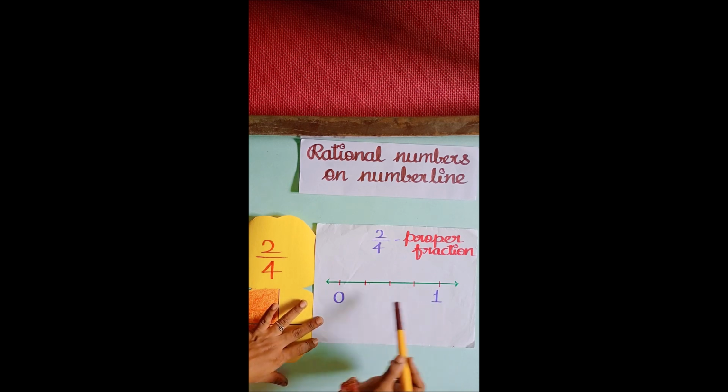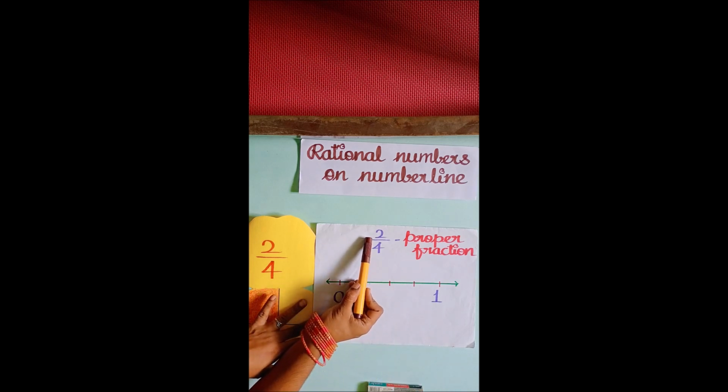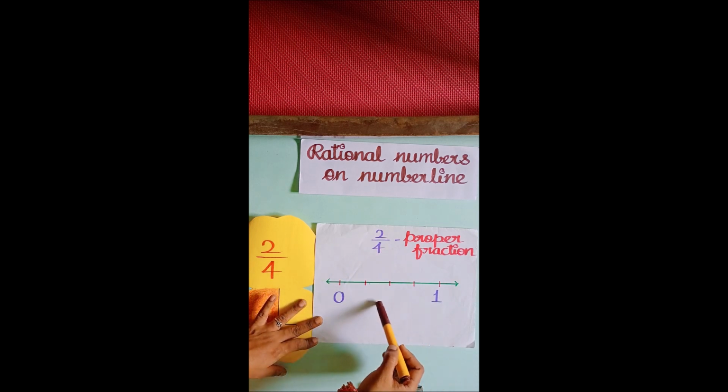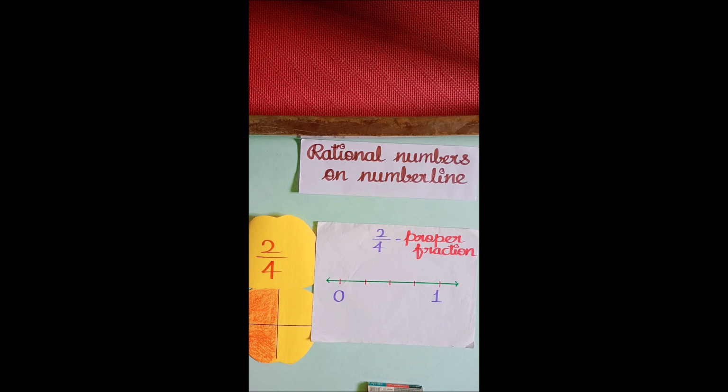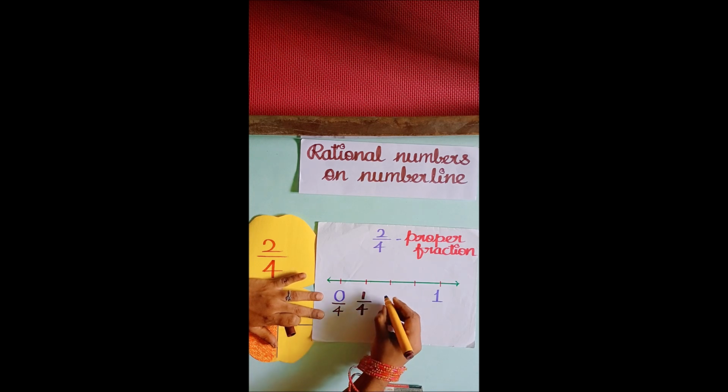So I have drawn a line that lies between 0 and 1. So what is the value here? 2 by 4. That means this 0 to 1 can be divided into 4 portions. So now I am writing, listen here. This can be represented as 0 by 4. And the next one is 1 by 4. Then 2 by 4.